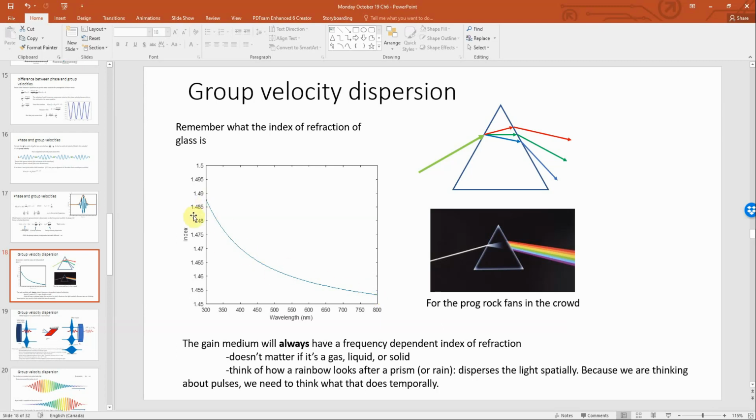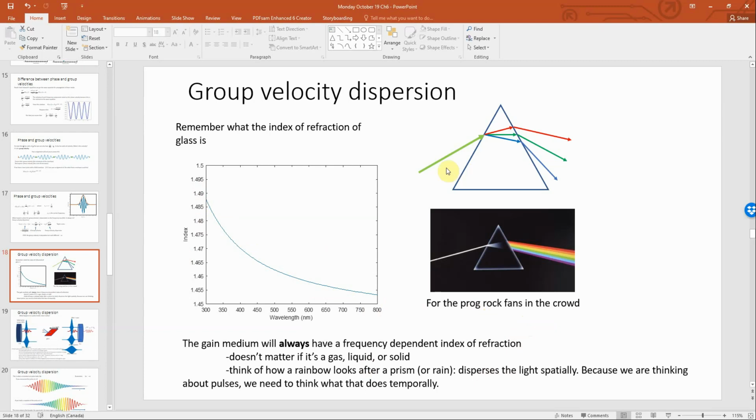It turns out that for glass, there's an absorption in the UV, at about 100 to 150 nanometers, and then there's also an absorption at about, I think, 2,500 nanometers or so. So the visible happens to be between these two absorption regions, and that's why we get this wavelength-dependent index of refraction.